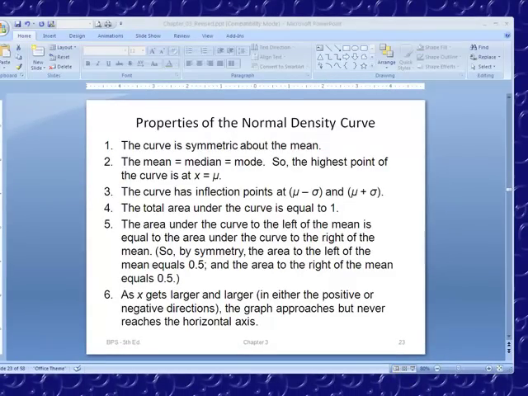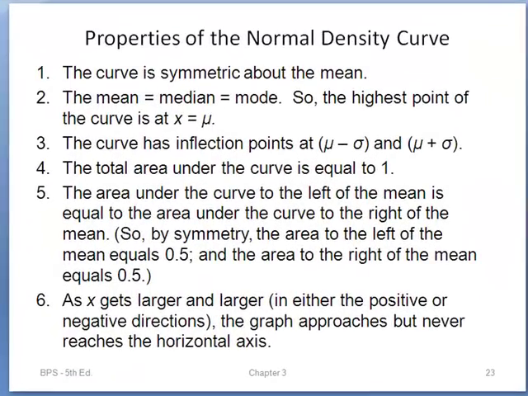It's time to look at some properties of the normal density curve. The curve is symmetric about the mean. So that means the mean, median, and mode, the mode being the data value that occurs most often, are going to be the same. So the highest point of that curve is when x equals mu. The curve has inflection points at mu minus sigma and mu plus sigma. We already talked about what inflection points were a couple of slides ago. The total area under the curve is equal to 1. That makes it a density curve.